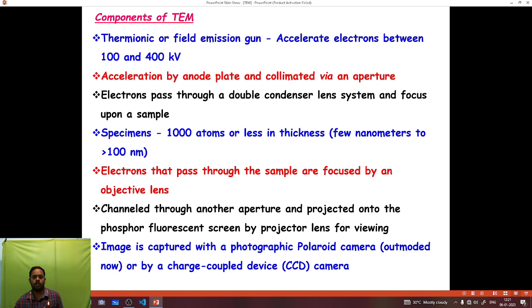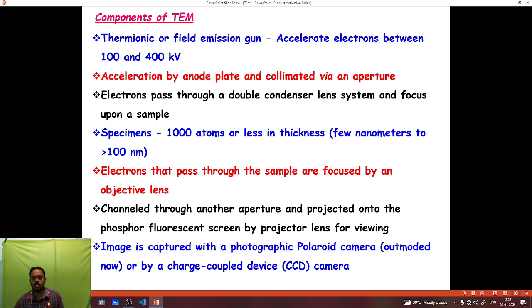upon a sample. Specimens are 1000 atoms or less in thickness, a few nanometers to more than 100 nanometers. The specimen will be in the range of 1 micrometer thickness, and the sample will be coated as a thin film, with the film thickness in some nanometers. The electrons that pass through the sample are focused by the objective lens, channeled through the aperture again and projected onto the phosphor fluorescent screen by the projector lens.